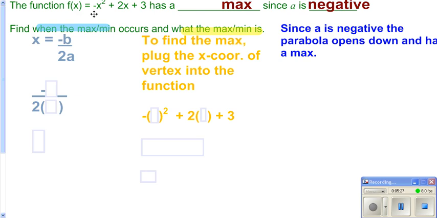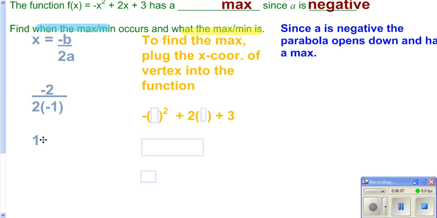So let's take a look at this one here. We have our function. We know it does have a maximum since the number in front of your squared term is negative. But when does it have that maximum? Well, we know that it's going to have the maximum when we are dealing with the vertex. And you know the x-coordinate of your vertex is the negative b over 2a. So you need to go the opposite of 2 over 2 times your negative 1, because a is your negative 1. So you get negative 2 over negative 2, which is 1. So when does it occur is the x-coordinate of your vertex, and that's at 1.